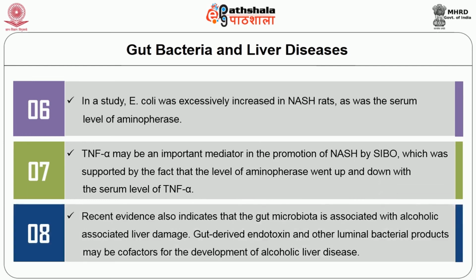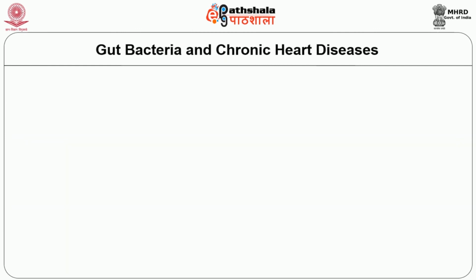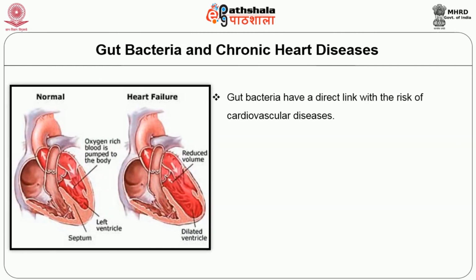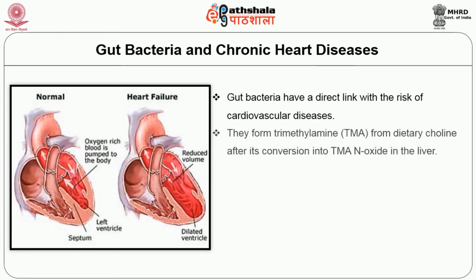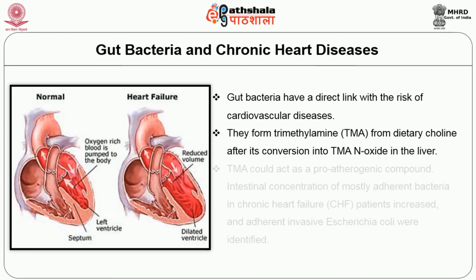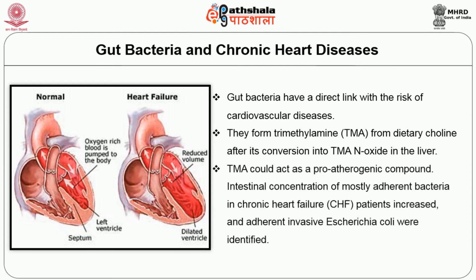Recent evidence also indicates that gut microbiota is associated with alcohol-associated liver damage. Gut-derived endotoxin and other luminal bacterial products may be cofactors for the development of alcoholic liver diseases. Gut bacteria and chronic heart diseases. Gut bacteria have a direct link with the risk of cardiovascular diseases. They form trimethylamine from dietary choline, after its conversion to TMA N-oxide in the liver. TMA could act as a pro-atherogenic compound.